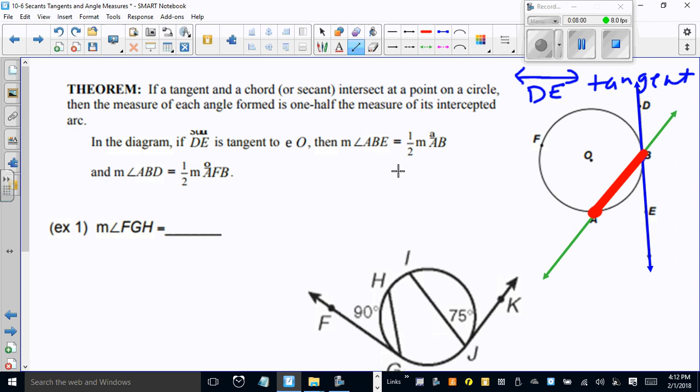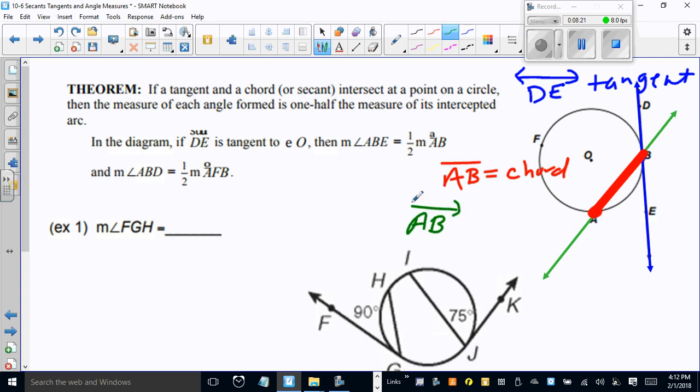So from point A to point B is a line segment, which means that it is a chord. Okay? So a chord is endpoints are on the circle. Now, when you draw a line through the chord, then that line, which now becomes line AB, is a secant. A secant is a line that intersects the circle at 2 points.